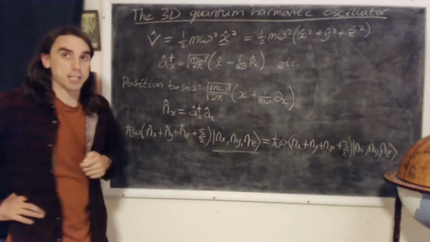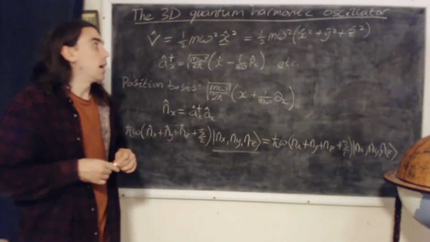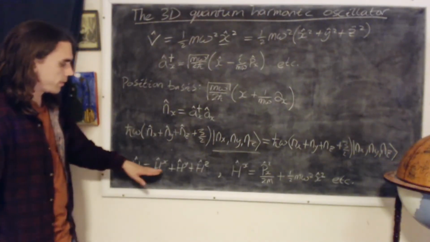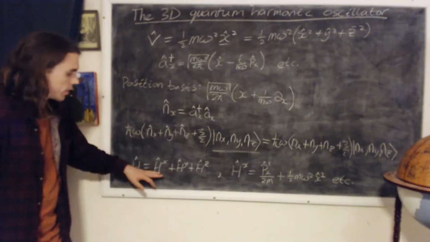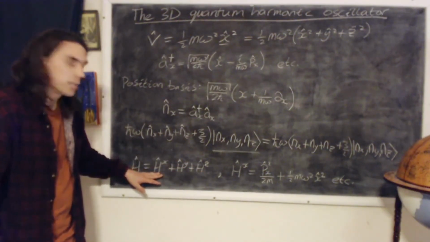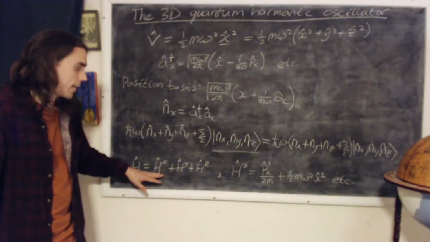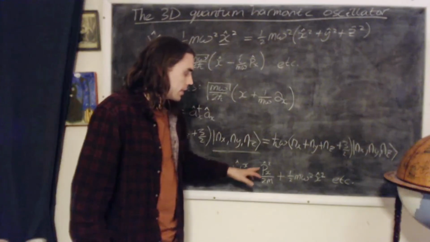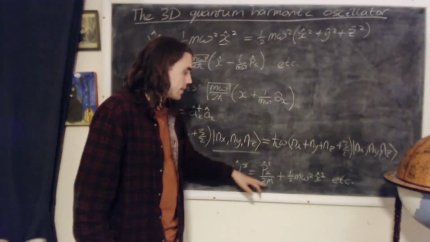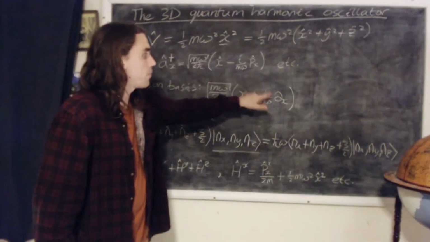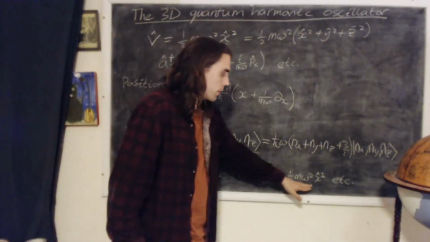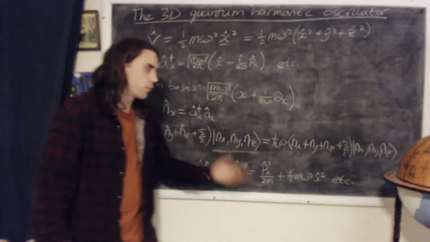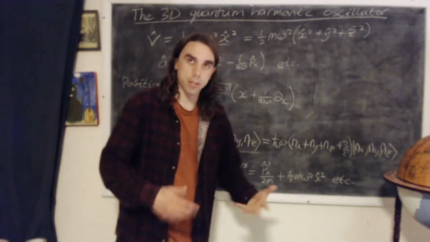The equation is once again separable, where we can write the following for the Hamiltonian. That is, the Hamiltonian can be written as the sum of three terms, where this term only acts on the x direction, so the variable x, this one only acts on y, and this one only acts on z. And for example, the H_x operator is the momentum in the x direction squared over 2m, where this is defined up here, plus half m omega squared x operator squared, and then the etc indicates that we get the same for y and z, but this would then be the y operator and z operator.